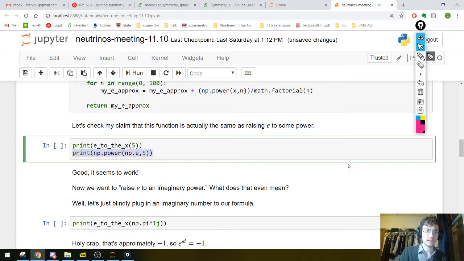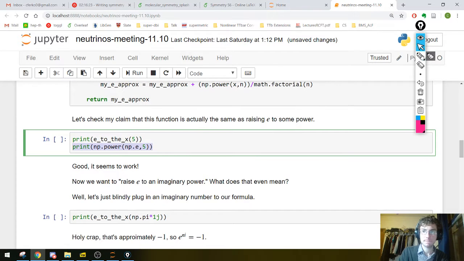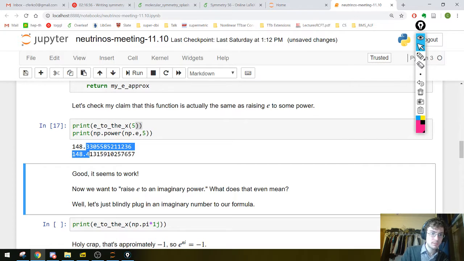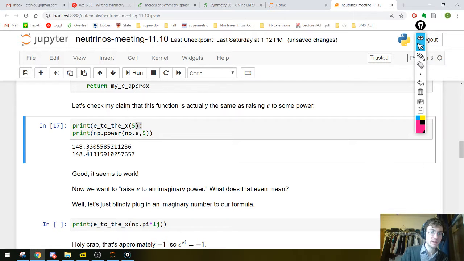So what is the second line doing that I've highlighted? Using e to the power of 5. Yeah, this is e to the 5. Good. So if my function works, they should be the same, right? So let's see what happens. Bam. They're close. They differ in the tenths place. So they're reasonably close, but not great.